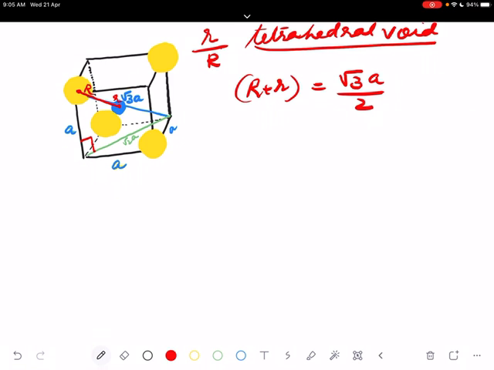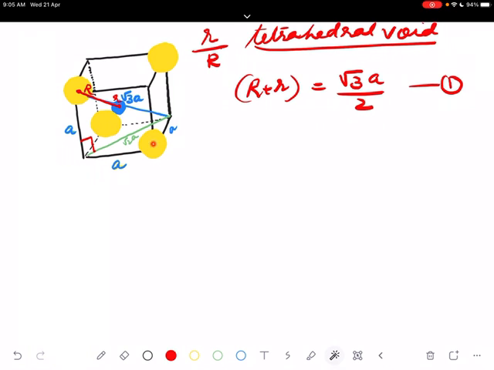So R plus r is equal to root 3a divided by 2. This is equation number 1. Another thing you can notice is that this yellow ball is touching this yellow ball that we have seen. When I showed you those 4 yellow balls, they are touching each other. I told you that time also they are touching each other.